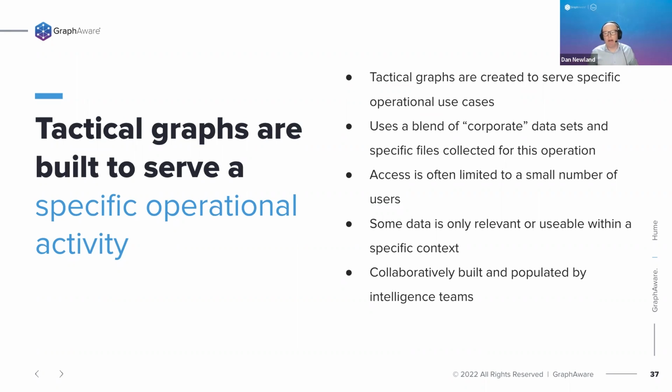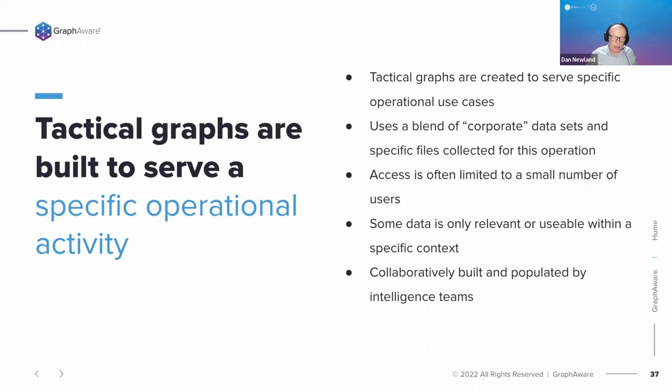Access to tactical graphs is often limited to a small number of users, so the people who are working on this particular investigation or task force. And as I said, some data is only relevant or usable within a specific context. So maybe there's a piece of information that we obtain that can only be used for this specific context, and it can't be used outside of that context. That's where a tactical graph comes in. These graphs are generally collaboratively built and populated by intelligence teams.